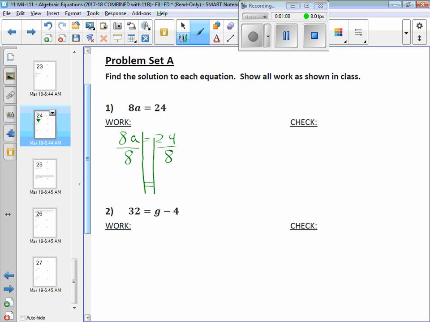Greg, on the left side, what cancels out? Right, the two 8's cancel. So we put a line through it. It's like 8 divided by 8, isn't that 1? Right? And then you would have 1a, wouldn't you? And 1a is really a all by itself. That's why we could say that they cancel out, and that's why we cross it out. And then what do we do on the right side? 24 divided by 8, which is 3.